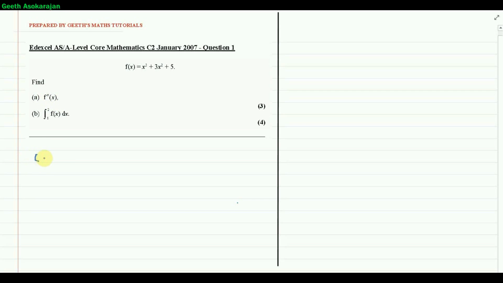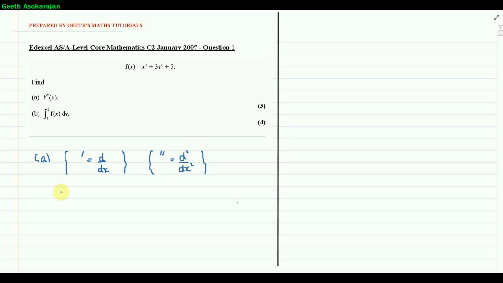Before we attempt the problem, let's go through some notation. Firstly, if you see 1 prime, it specifically means you're differentiating with respect to x. In particular, you're differentiating once with respect to x. However, if you see double primed, it means you're differentiating twice, specifically with respect to x. So 1 primed, just to repeat, means you're differentiating once with respect to x. Double primed means you're differentiating twice with respect to x.